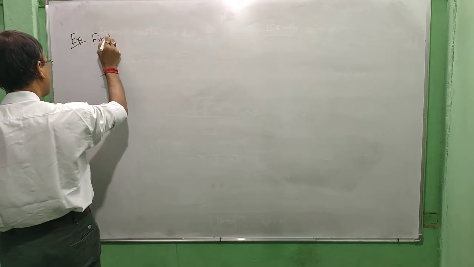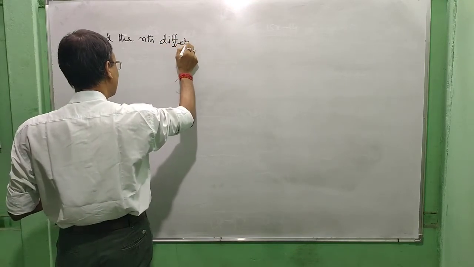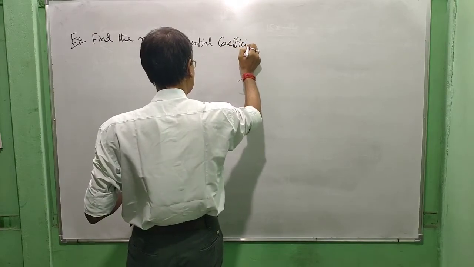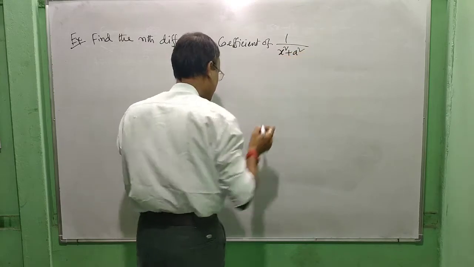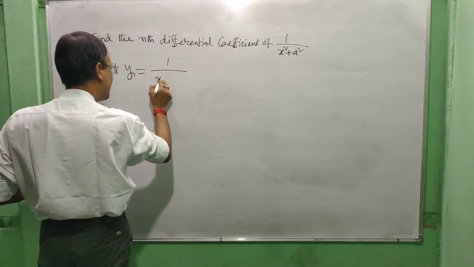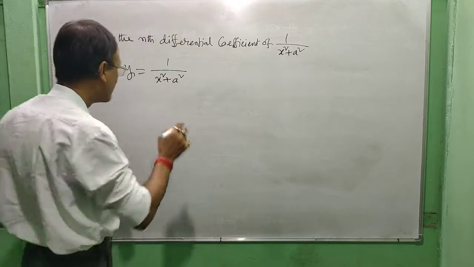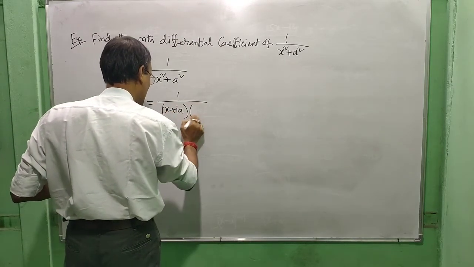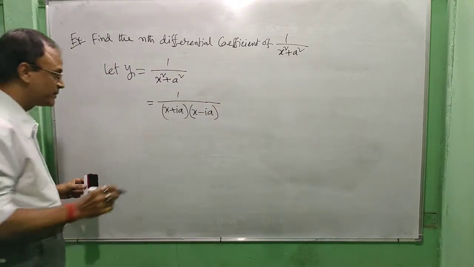Find the nth differential coefficient of 1 by x square plus a square. Let y equal to 1 by x square plus a square. This can be written as x plus ia into x minus ia.